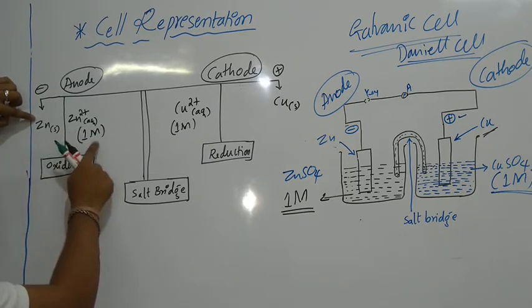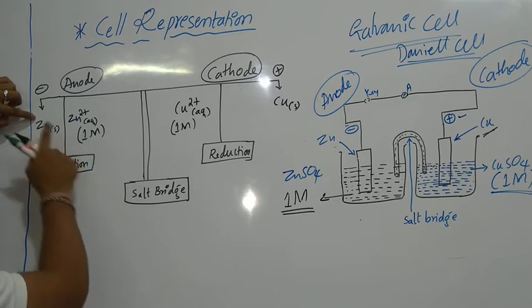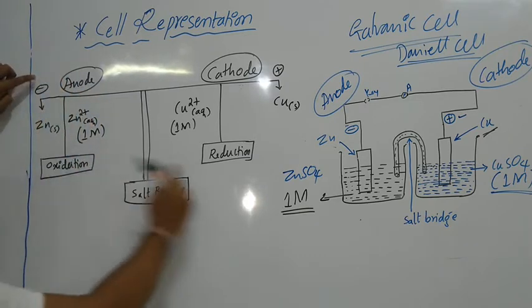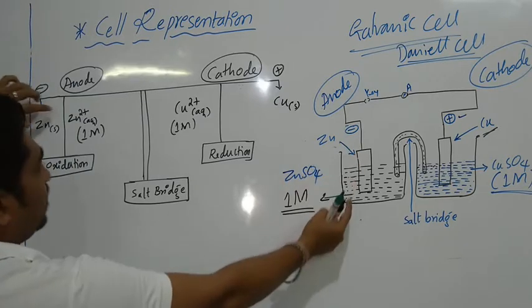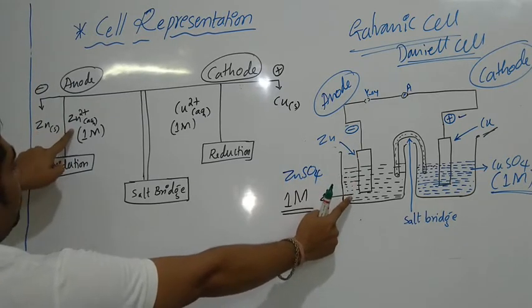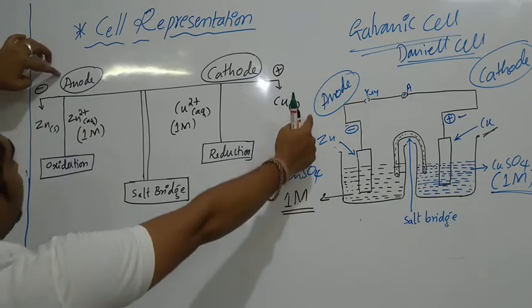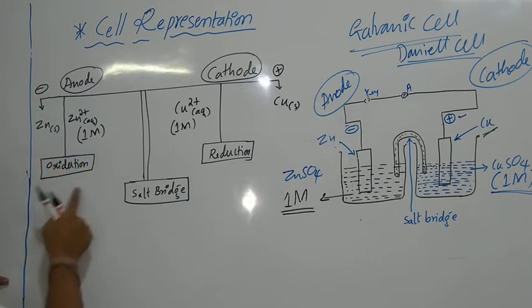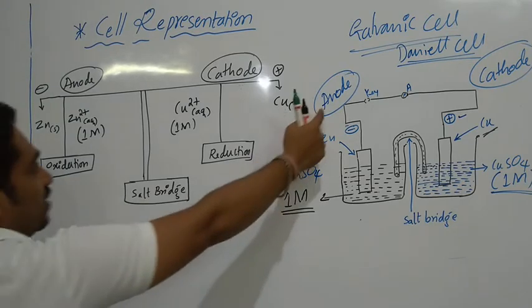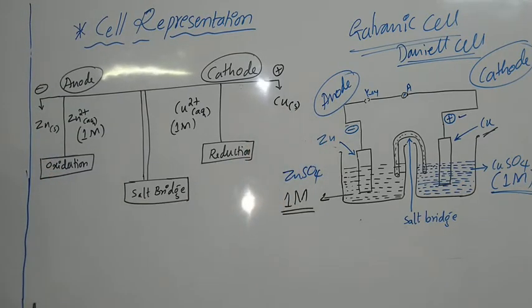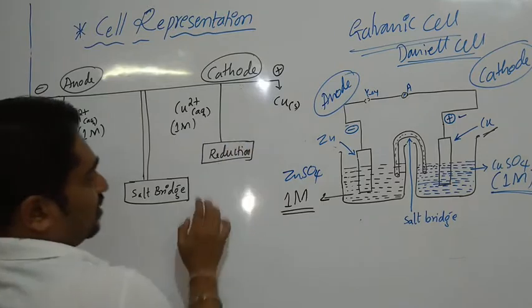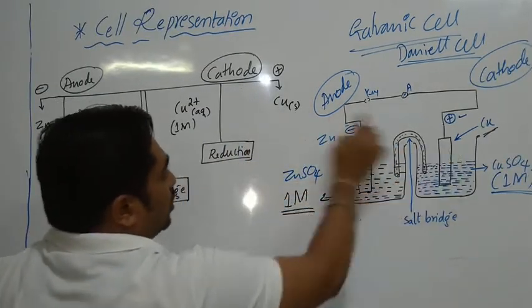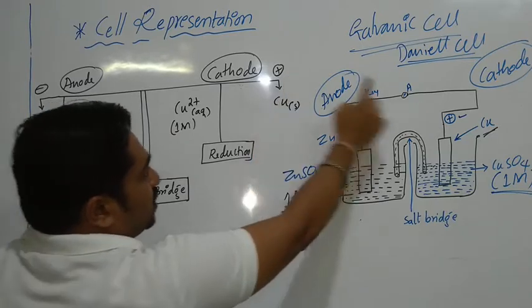The concentration of the electrolyte is 1 molar, and this zinc is present at the anode, which is negative in charge. So here is my zinc dipped in Zn2+ ionic solution, and this is my anode, which is negatively charged. At this electrode, oxidation takes place. On the other side, the right-hand side, I have copper. Here my electrode is the copper electrode, which is positively charged.